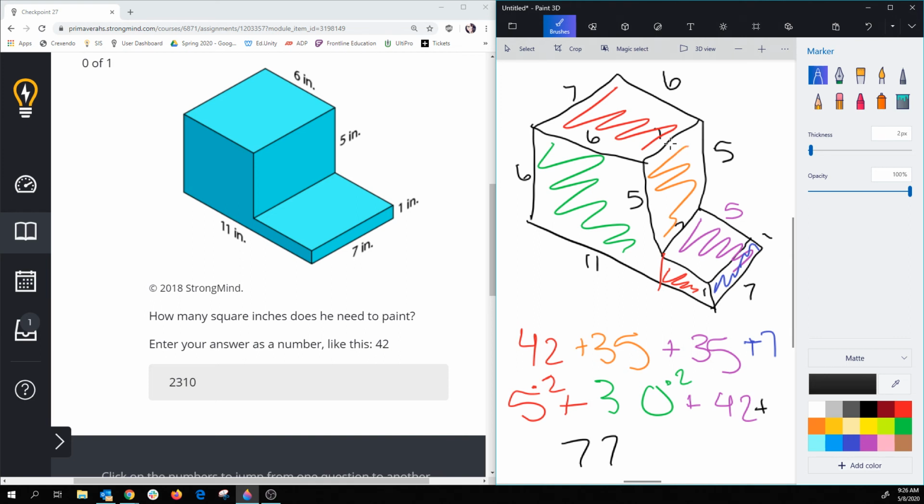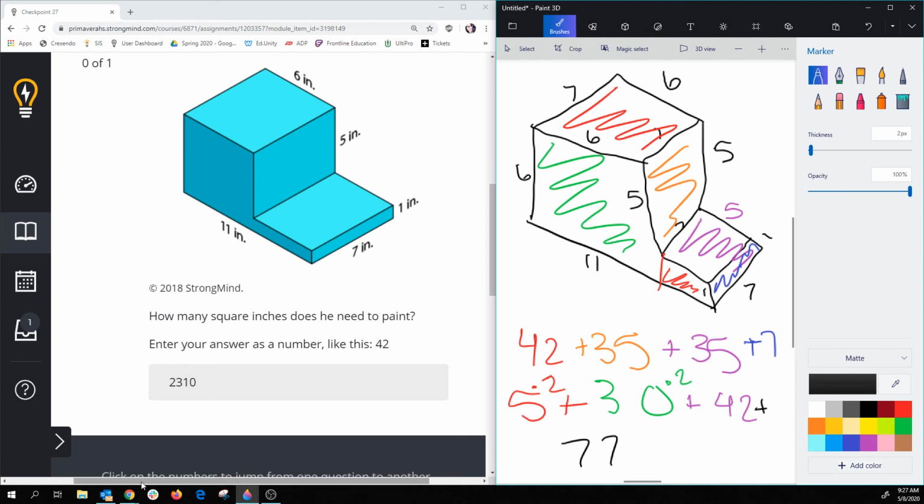Let's see. 7 times 5 and 7 times 6. 5 times 7 is 35. And I have 1 times 7. If I cut this, I would have 1 times 5, and there's 2 of those. And then I would have 5 times the 6, which would give me 30. And there are 2 of those. This back side is 6 times 7, which gives me 42. And then the big base would be 11 times 7. So let's see. So there's 1, 2, 3, 4, 5, 6, 7, 8, 9, 10.